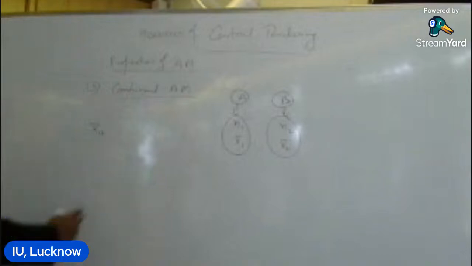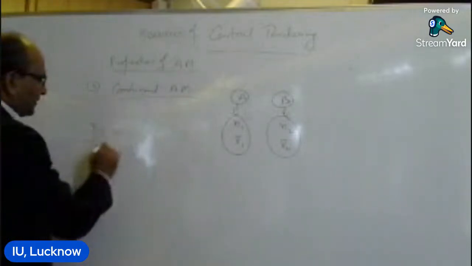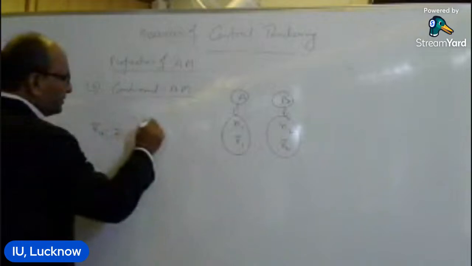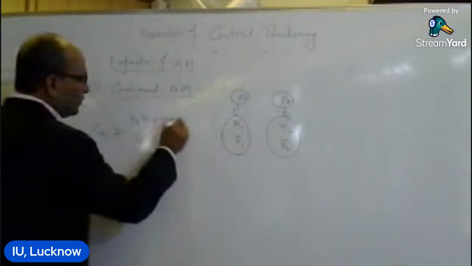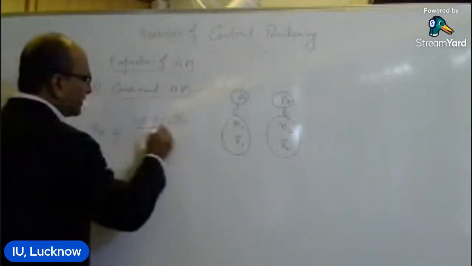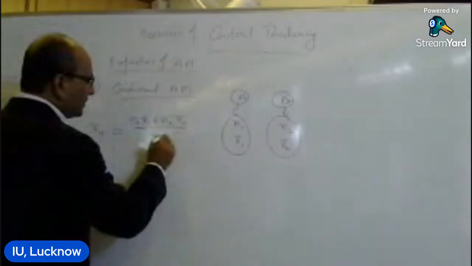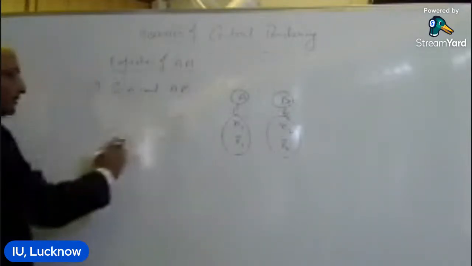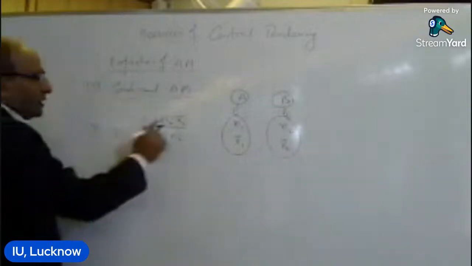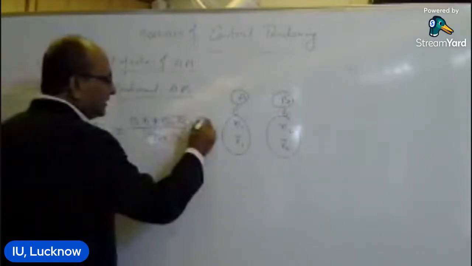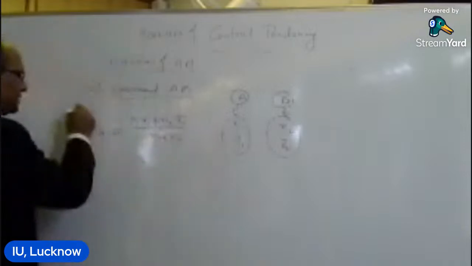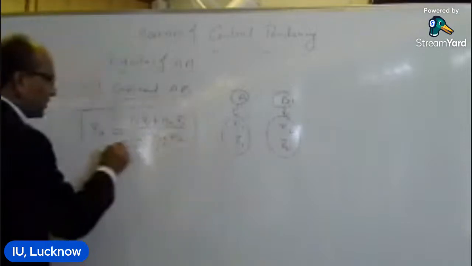So what is the formula? The formula is n1 x1 bar plus n2 x2 bar divided by the total number n1 plus n2. If we had a third one, we take 1, 2, 3 and add n3 x3 bar, and in the denominator plus n3. So this is the formula for the combined arithmetic mean.